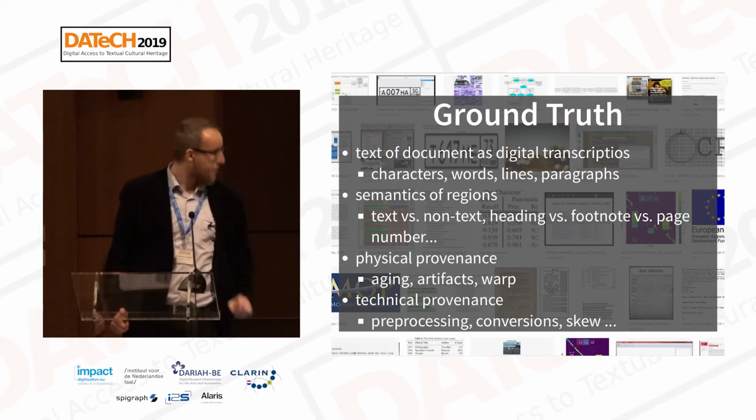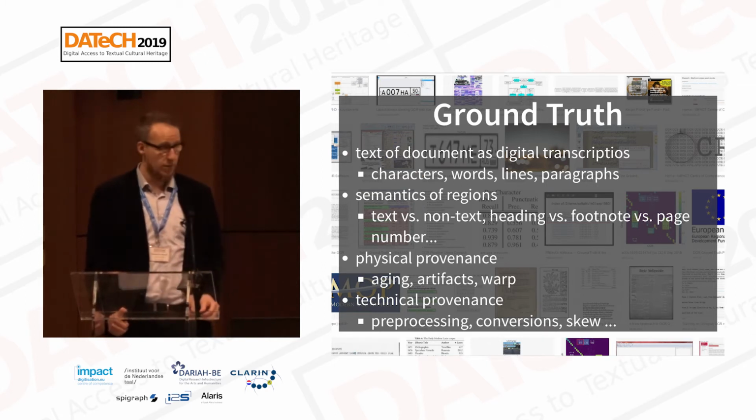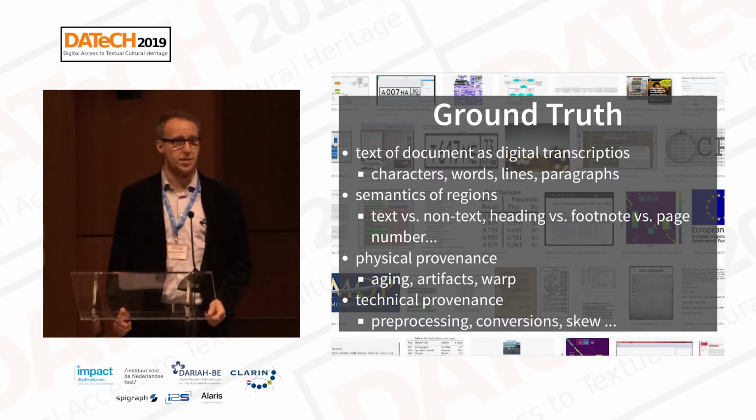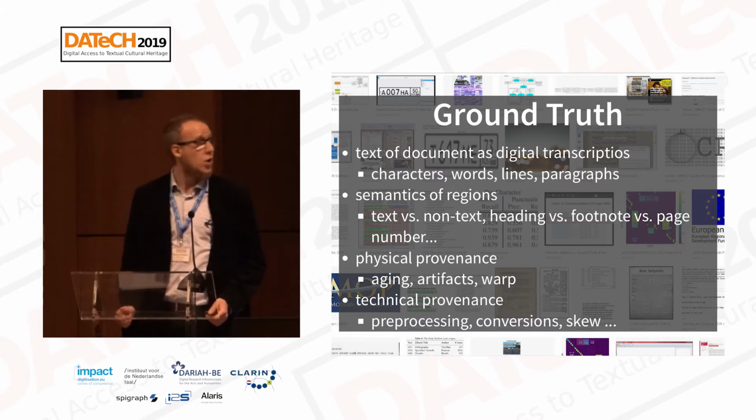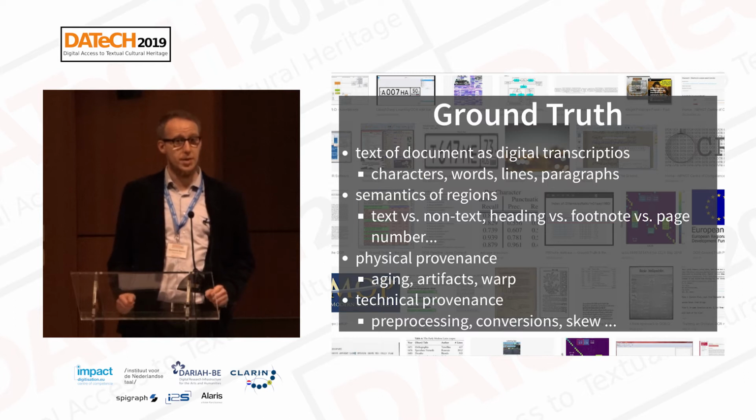So what is it we talk about when we talk about ground truth? Well, first of all, it's the textual transcriptions of documents to be used in training OCR engines and evaluating them. So characters, words, and so on. But it's more than that.